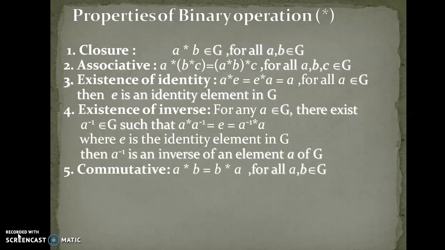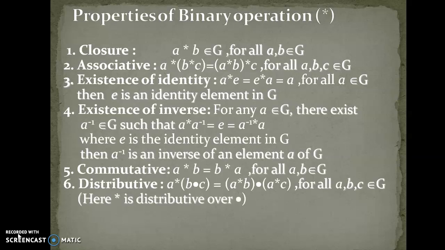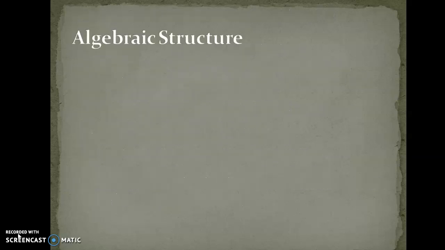Then the commutativity property, that is A asterisk B equal to B asterisk A, and this is true for all A, B in G. Distributive law: here asterisk is distributive over multiplication. A asterisk (B into C) is equal to (A asterisk B) into (A asterisk C), and this is again true for all A, B, C in G.